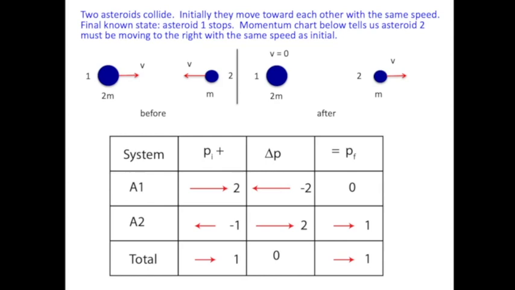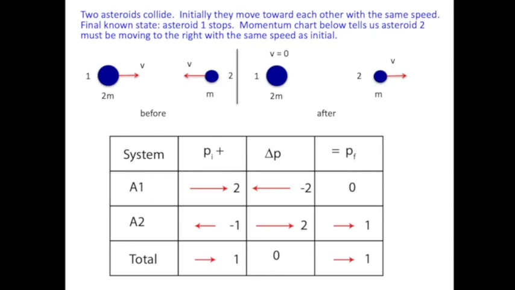So then there's two ways we could fill out this delta p thing, but either way, object 1 goes from having a momentum of 2 to 0, so its change must be negative 2. And of course, that means the change in momentum of object 2 has to be 2. Whether we say that negative 2 plus 2 equals 0 or negative 1 plus 2 equals 1, it's true both ways. So this is our very simple collision problem where we work it out in terms of a momentum chart.